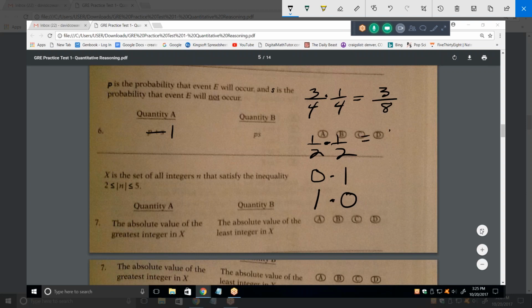Same thing here. That's 1/4. Now, in the worst case scenario, where the probability is either 0 or 1, the product of those is 0. So in every case, no matter what P is and no matter what S is, it's always going to be small. P times S is less than 1. So quantity A is the larger quantity every time. Good to know.